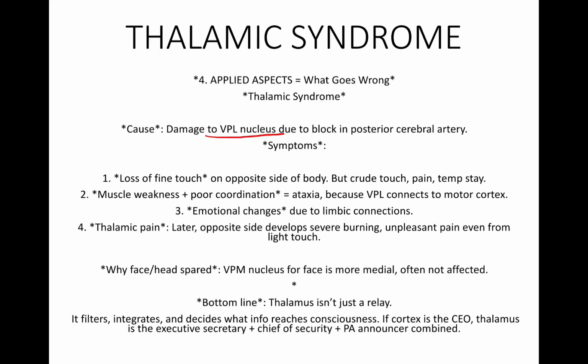So what are the symptoms which are happening here? Loss of fine touch, number one, on the opposite side of the body. Now if it is happening on the right side, then on the left side you can see the loss of fine touch. But crude touch, pain, temperature, all these stay. Then comes the muscle weakness and poor coordination, which is ataxia, because VPL connects to the motor cortex.